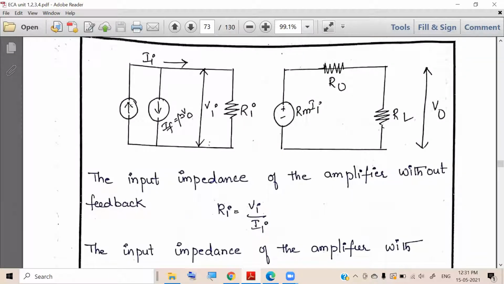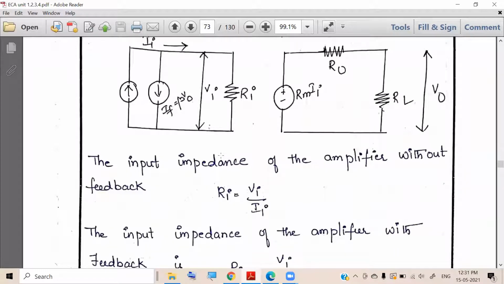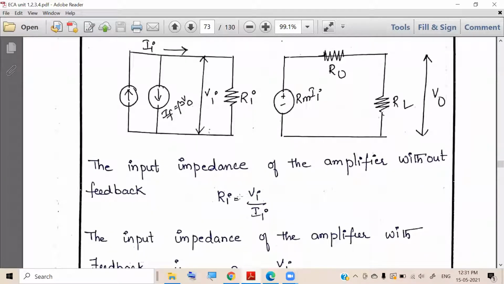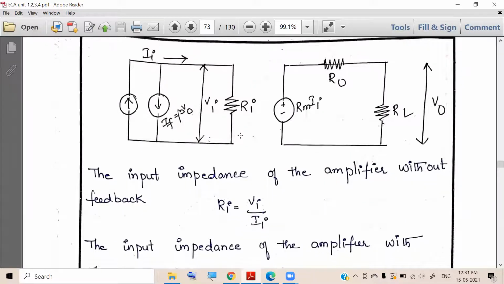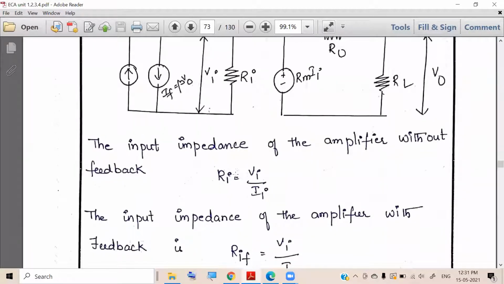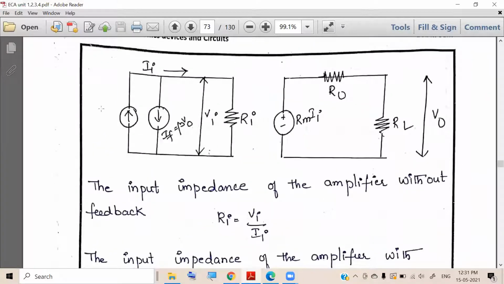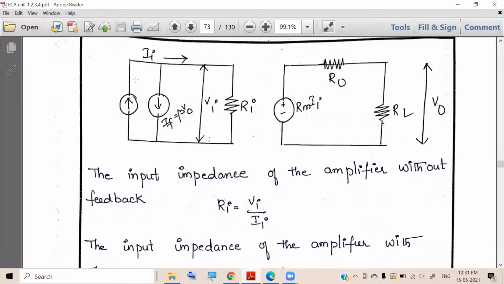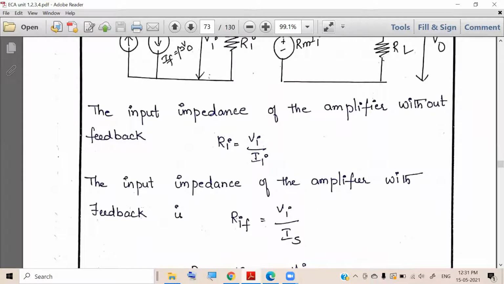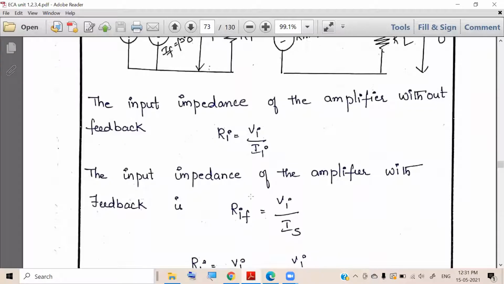The leftmost source is Is. Then we know very well input impedance is Vi by Ii. If we say input impedance with feedback, then we have to consider Vi by Is, the source current, or the overall current with feedback. So we take it as Vi by Is. This is the same old formula which we have seen in the previous cases also.